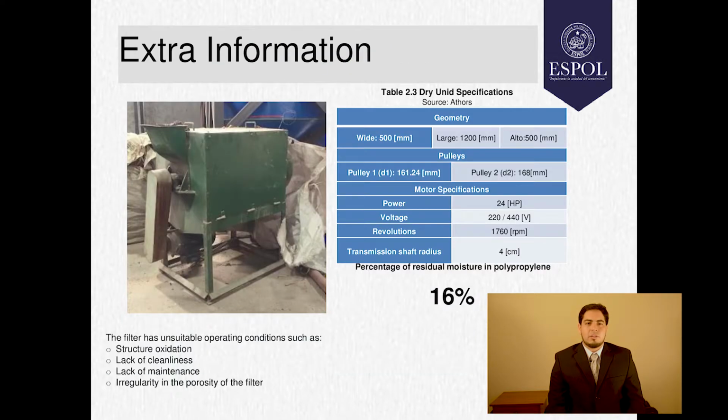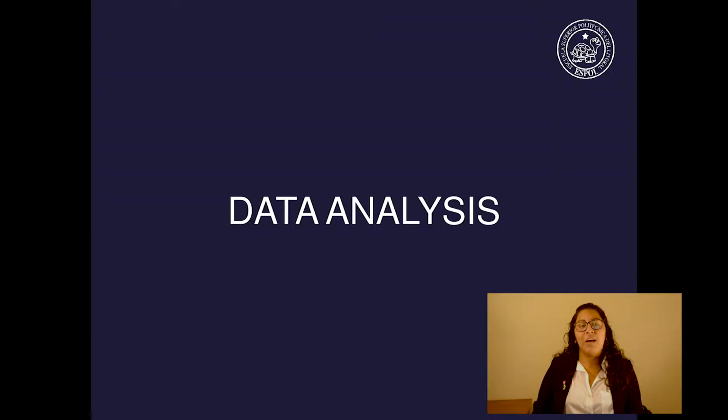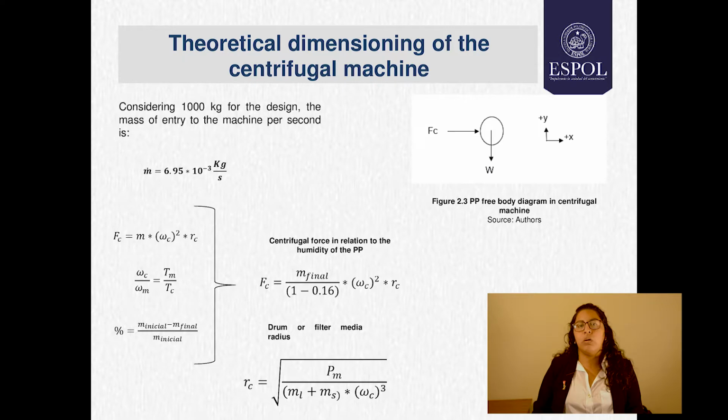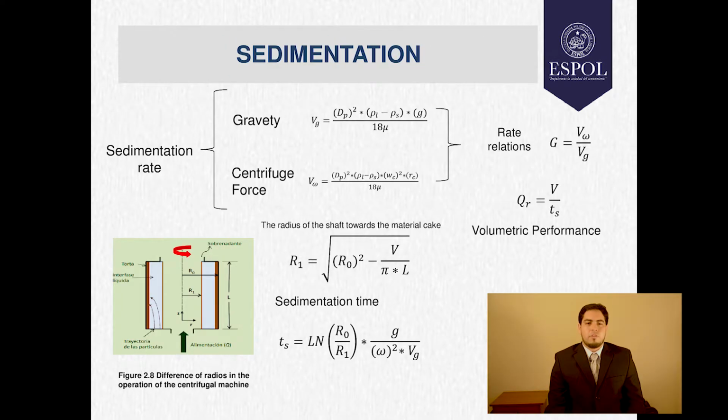The company has another centrifugal machine of a smaller size, which will serve as a reference to redesign and reduce the humidity. Now, we will present the data analysis. We use the equations for the centrifugal force and the angular velocity. We obtain the radius of the filter medium and the necessary force to separate the polypropylene from the damp mass. The function of the basket is to separate the liquid from the water. This is caused by the sedimentation.